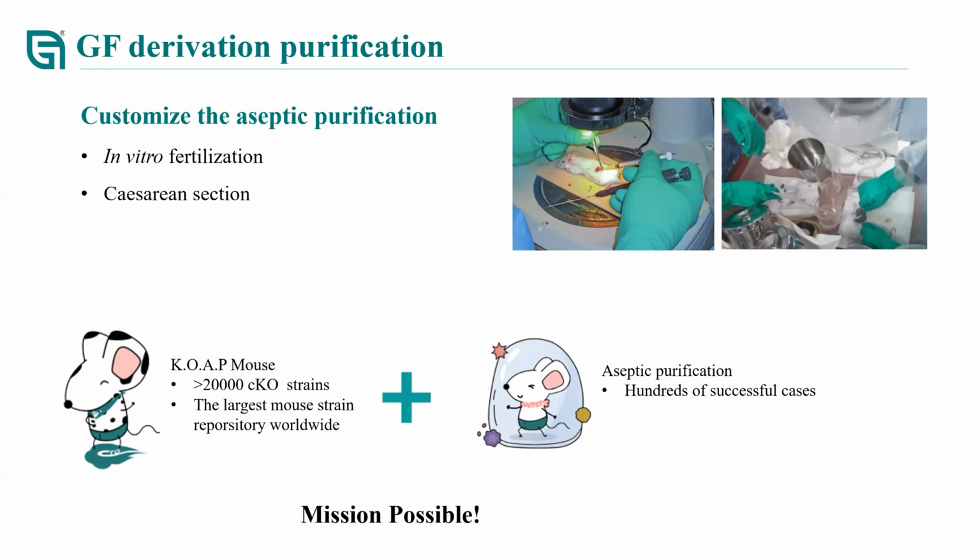In addition to the GF mice, in our germ-free supply platform we are also able to do aseptic purification, which is achieved by either in vitro fertilization or cesarean section. As we proceed with our knockout project, we have already obtained more than 20,000 conditional knockout mice. Combining the knockout mice with our aseptic purification technique, I guess you can already imagine how many kinds of germ-free mice we can get. So this is also why I call it Mission Possible.